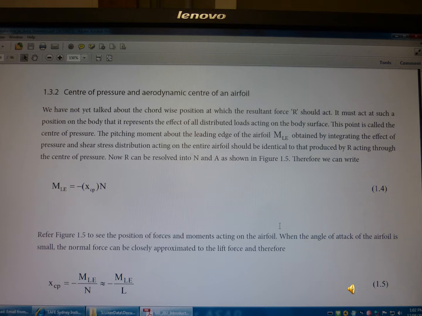The moment about the leading edge of the aerofoil, M_LE, obtained by integrating the effect of the pressure and shear force distributions acting on the aerofoil, should be identical to that produced by R acting through the center of pressure. So R can be resolved into N and A. So M_LE is equal to minus h_P multiplied by N. So also h_P equals M_LE divided by N, or minus M_LE by L. So this is the center of pressure and the aerodynamic center of the aerofoil.